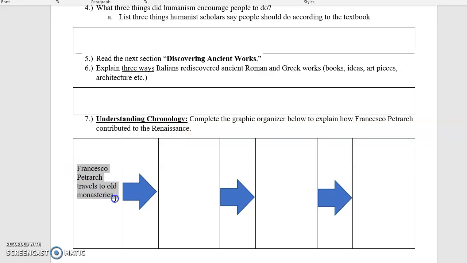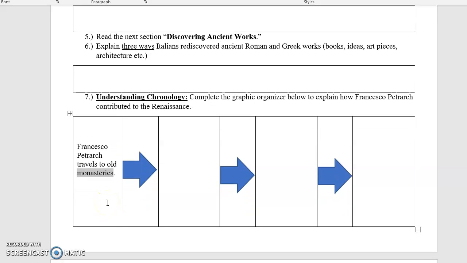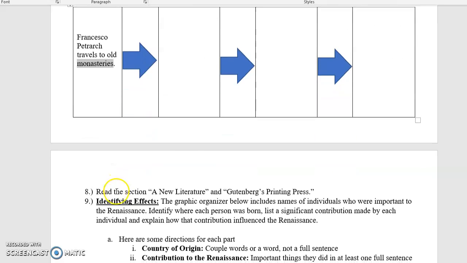The very first thing he does is he travels to old monasteries. Now, if you don't remember what monasteries are, it's where Christian monks basically stayed their entire lives and wrote down ideas about ancient texts from the Bible and stuff in books. And they were making books. And you got to keep in mind, making one book at this time usually took about a year. So that's what most of their time was taken up doing.